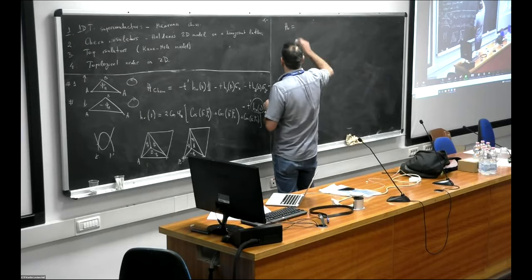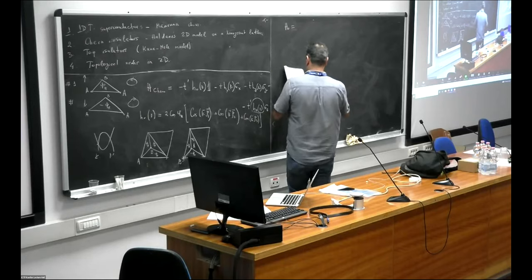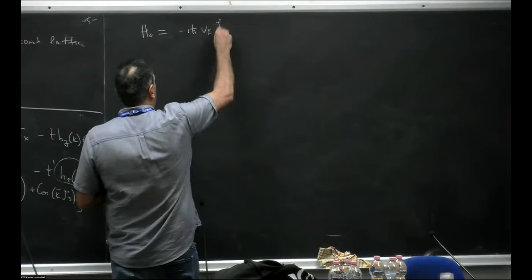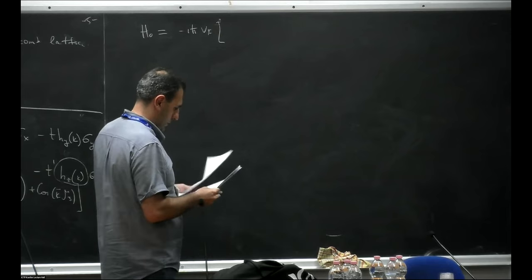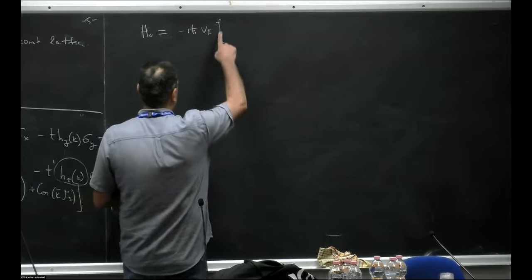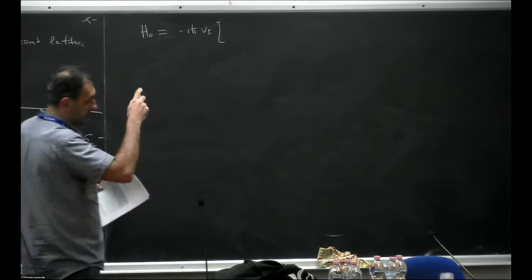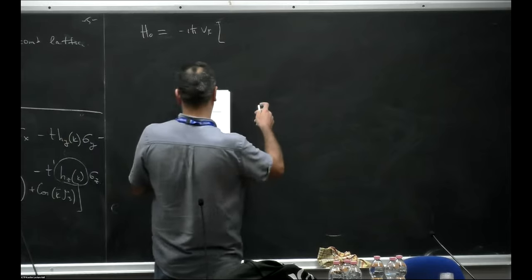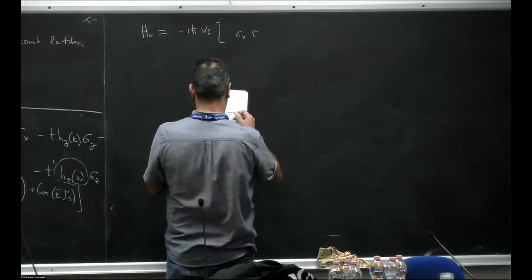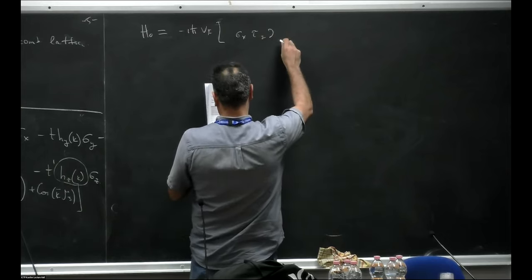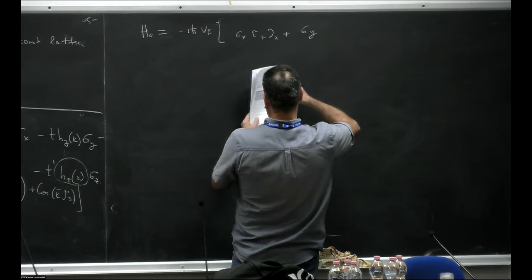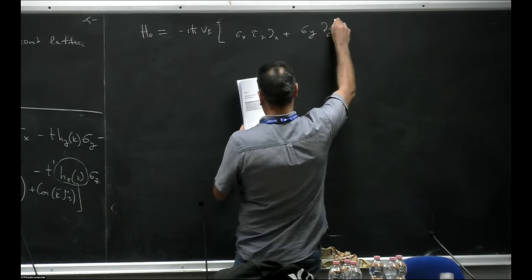So H0. This is the analog of the nearest-neighbor graphene, the bare one. You can write it with some velocity. If you expand the Hamiltonian in the vicinity of the K and K prime points, it will have the form of a 4x4 matrix: sigma x tau z dx plus sigma y dy. You can write it like that.